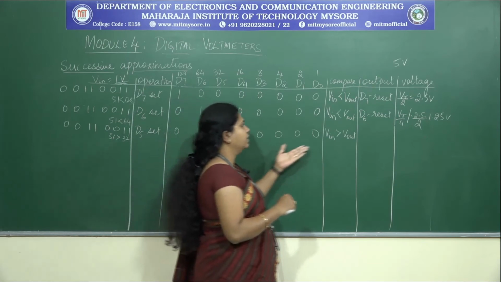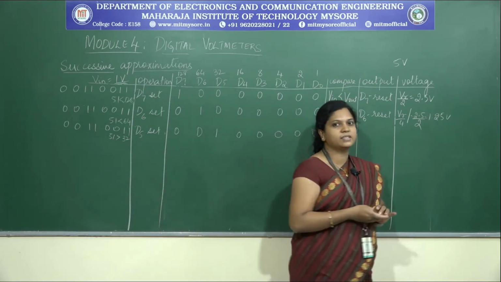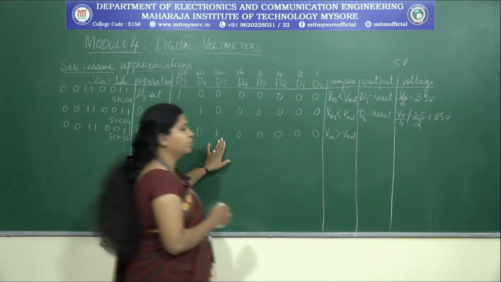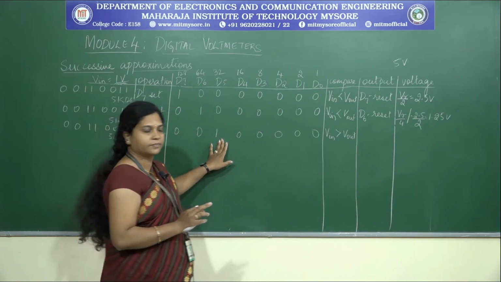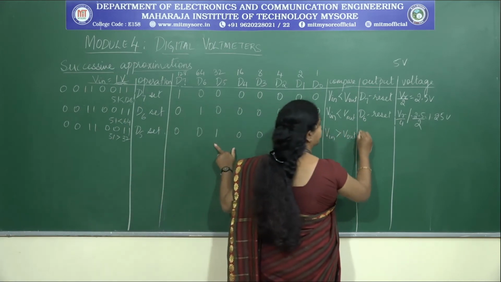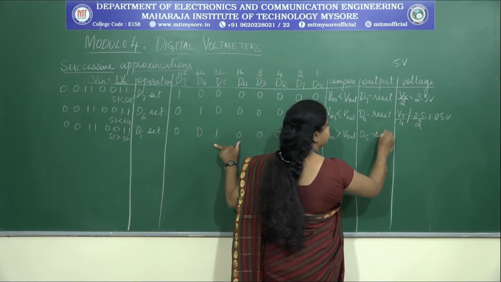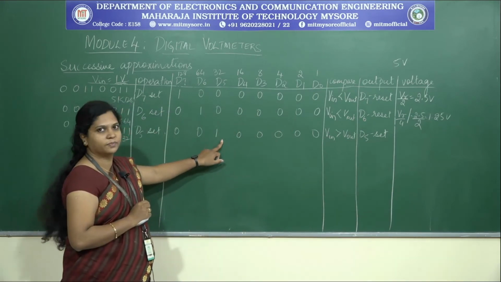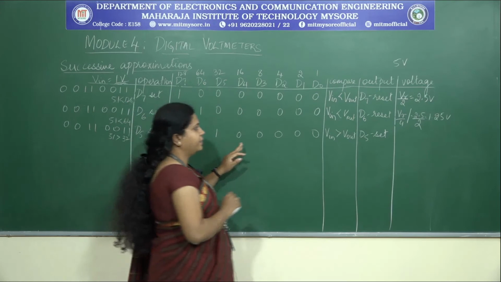Okay. Similarly here, once the condition is V in is greater than V out, what are we going to do? Keep the bit as it is, no need to reset it. So during this condition you are not going to reset the bit, D5 is in the set mode itself. D5 set mode. Now what is going to happen?